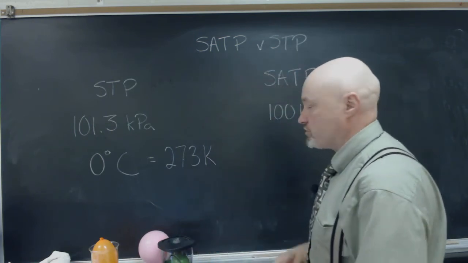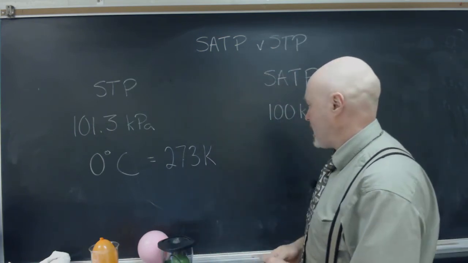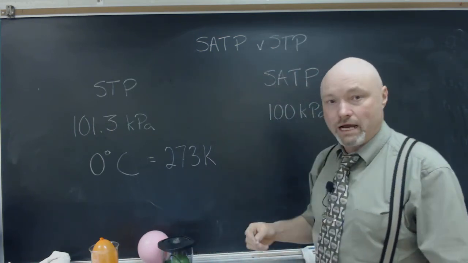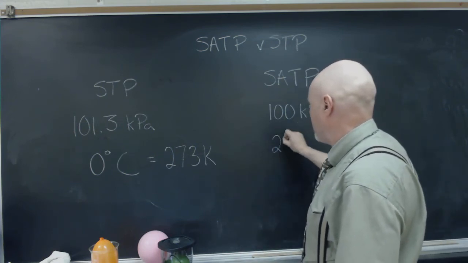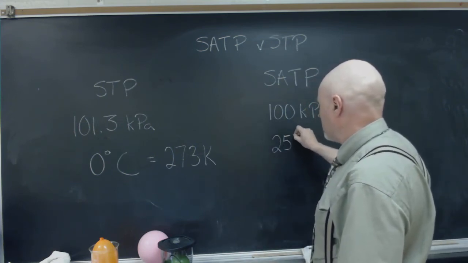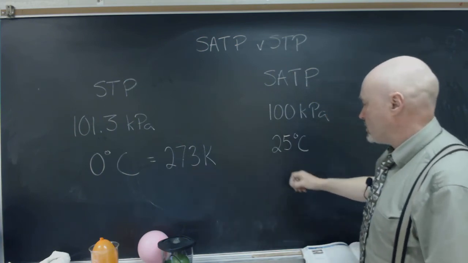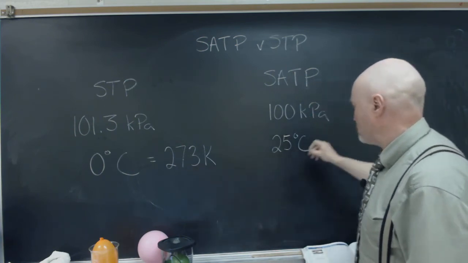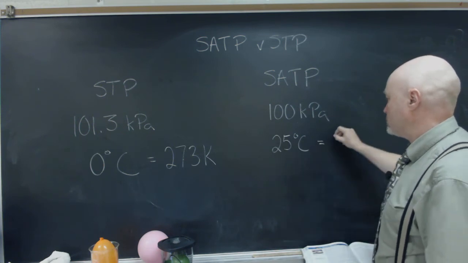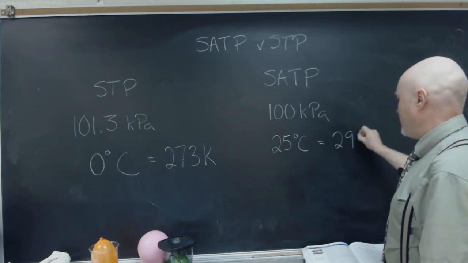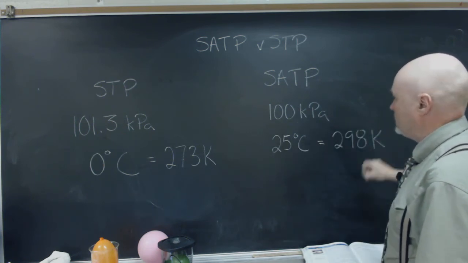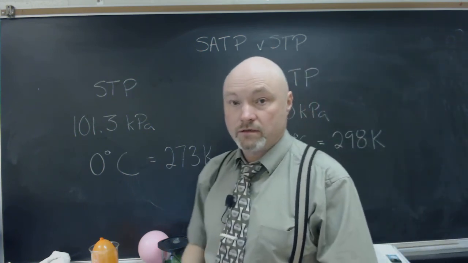Standard ambient temperature is what you would expect to get in a lab, as well as being a nice round number. And so standard ambient temperature is 25 degrees Celsius, which is actually just 273 plus 25 degrees Kelvin, so 298 Kelvin is standard ambient temperature.